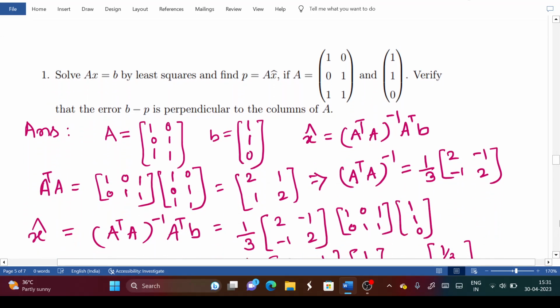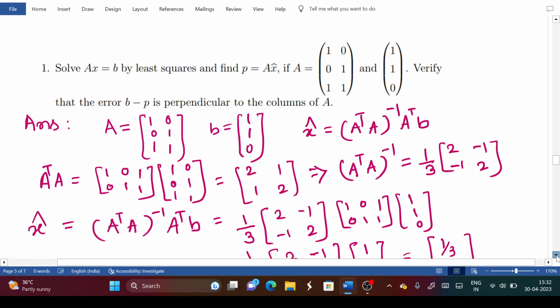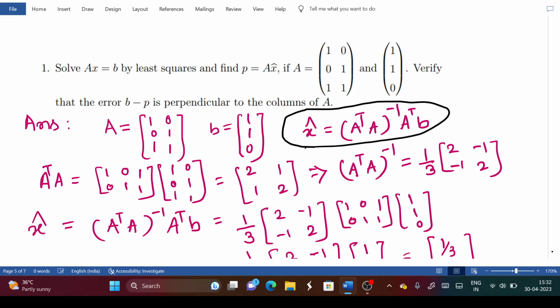Now solve Ax equal to B by least squares and find P equal to A x cap. Here A is given as 101, 011, and B is given as 110. Verify the error B minus P is perpendicular to the columns of A. Here nothing much is to be done; just for repetition, we have done this while discussing the orthogonality chapter, that is orthogonal projection onto the column space of A. So here once again we are revising.